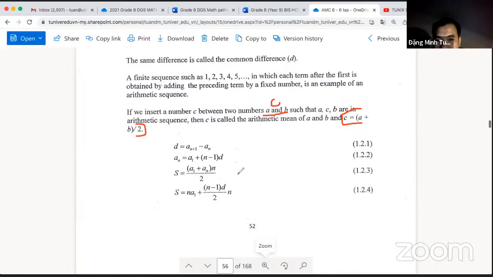So that means if you take the sum from A1 until An, and you pair the first term with the last term, they have the same sum for every pair when you take from the left and from the right of the sequence. So that's why S is the sum of the first and last terms, A1 plus An, times the number of terms n, divided by 2. Then you substitute An into this formula for S and you get the final one. So if you are given the first term, the common difference D, and n, the number of terms, you can find the sum.